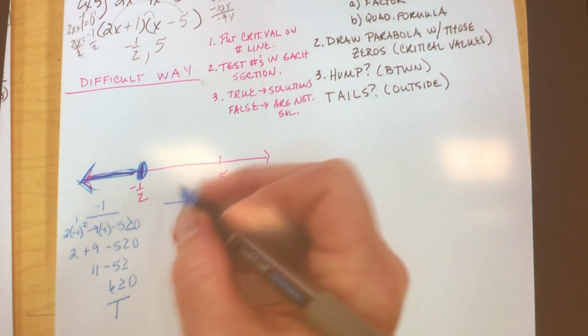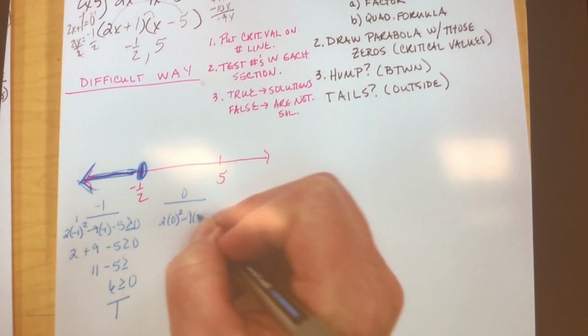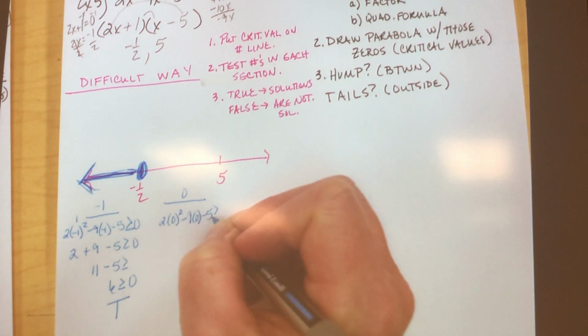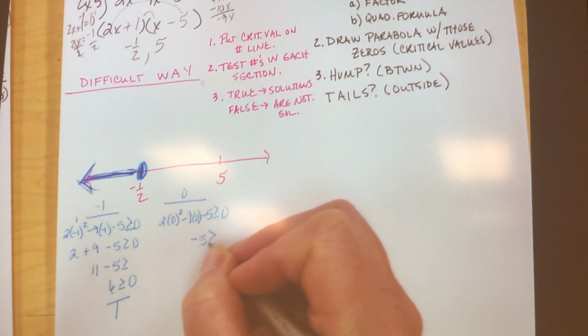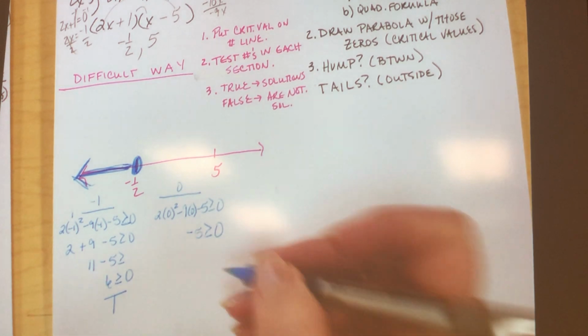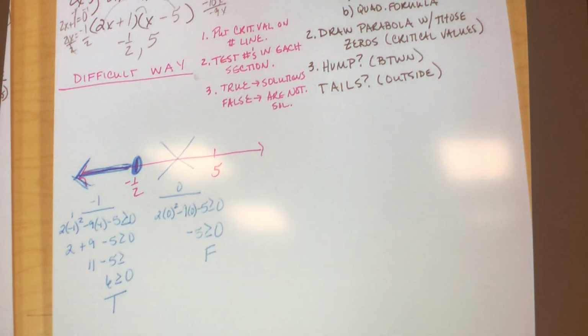All right. So I'm going to go 2 times 0 squared minus 9 times 0 minus 5 greater than or equal to 0. People, what's my answer? -5 greater than or equal to 0. True or false? False. No solutions. Every number that you pick in there will be a false statement.